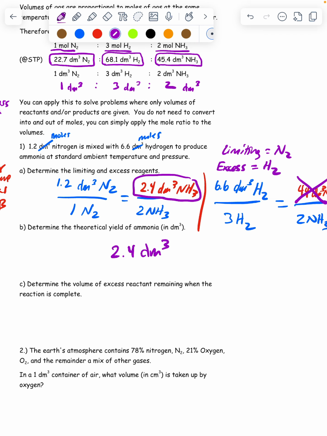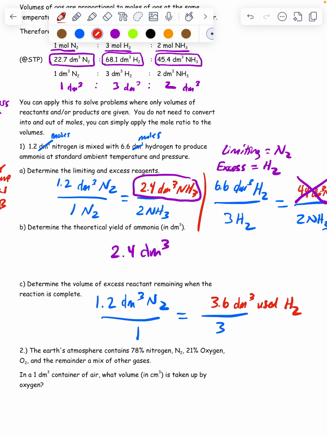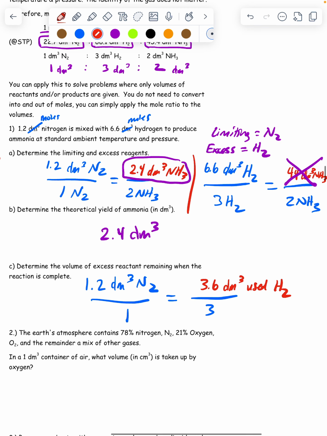That tends to give people the most trouble. Again, it's got to be based on the limiting reactant. So I know that I only had 1.2 of N2, and I've established that's my limiting reactant. It reacts in a 1:3 ratio with my hydrogen, so I can figure out how much actually got used. So I actually used 3.6 of my hydrogen. I started with 6.6 in the first place, so that means I have 3 dm cubed hydrogen left over. So that's my excess hydrogen.